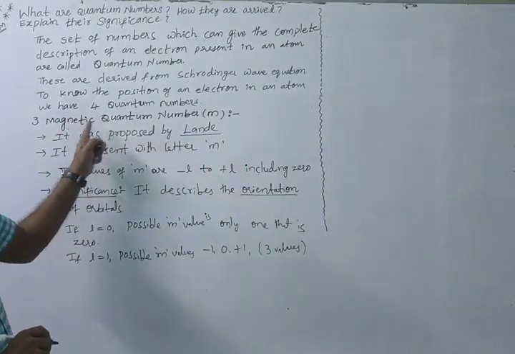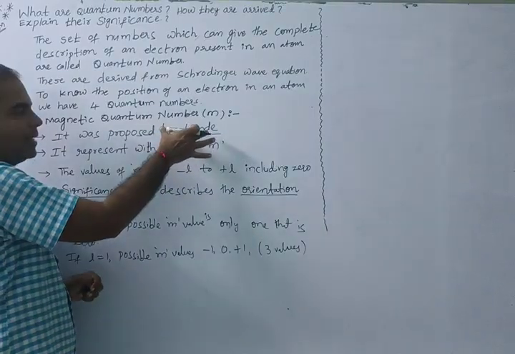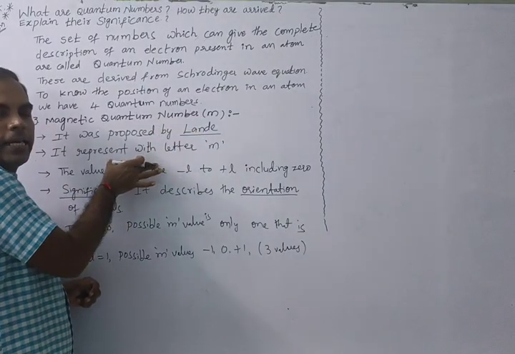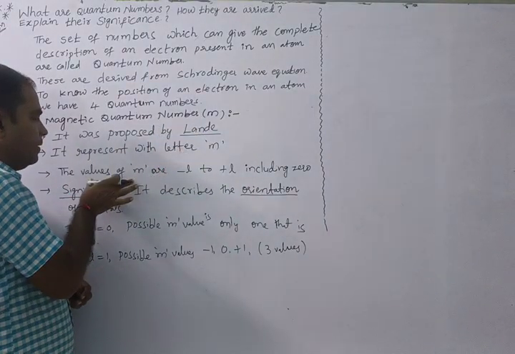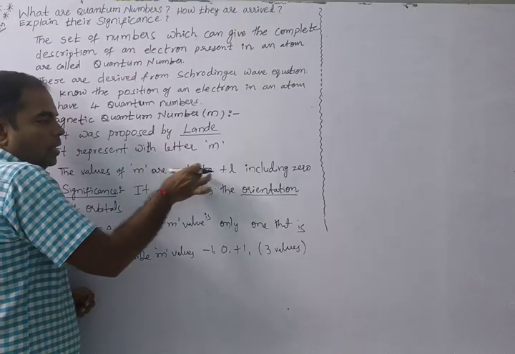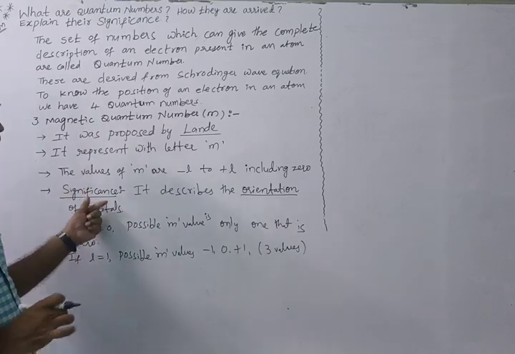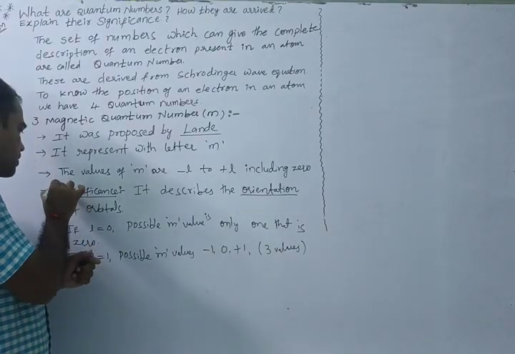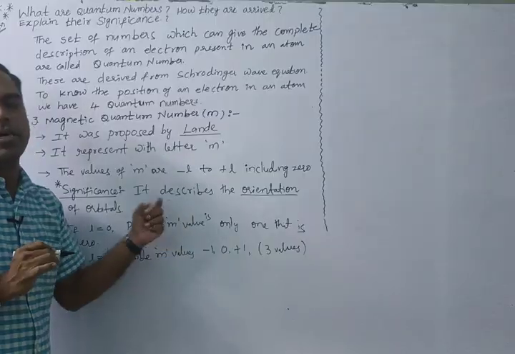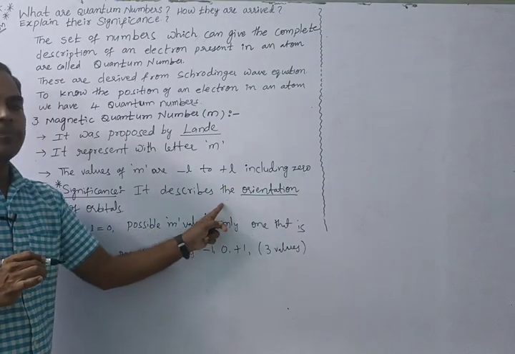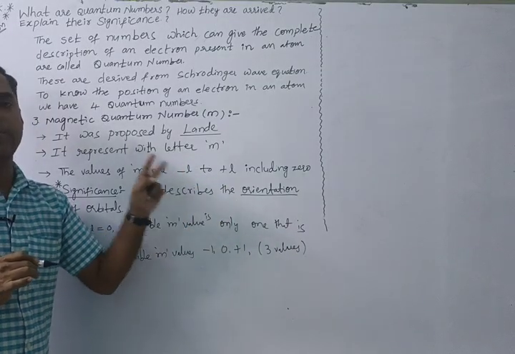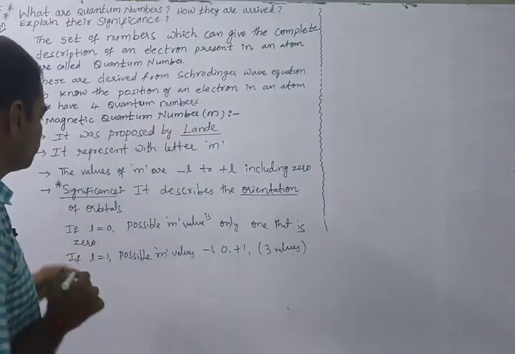Okay. Magnetic quantum number, proposed by Landé, represented with the letter M. M value starts from minus L to plus L including 0. The main important point is the significance. It mainly explains the orientation of orbitals. Orientation means rotating the orbitals in a three-dimensional manner.